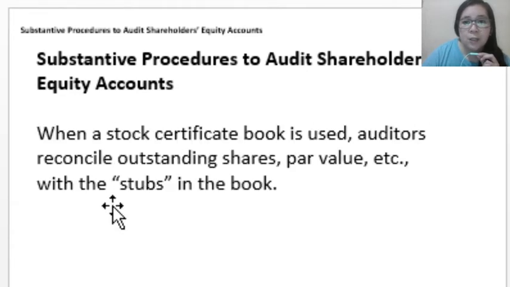So when a stock certificate book is used, the auditor can reconcile the outstanding shares, par value, and other details that can be taken from the certificates with the stubs, which remain in the books of the entity.